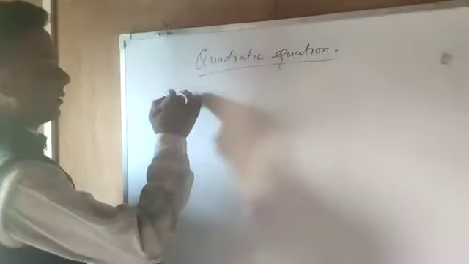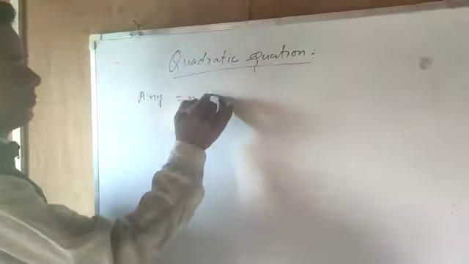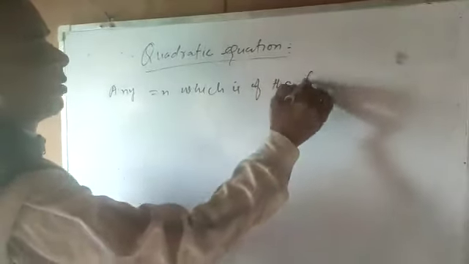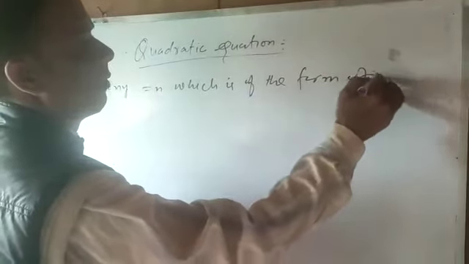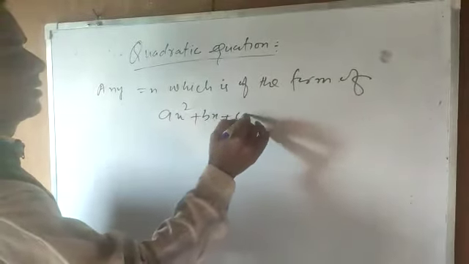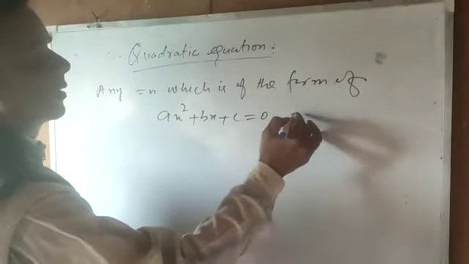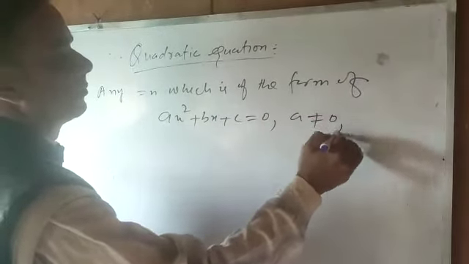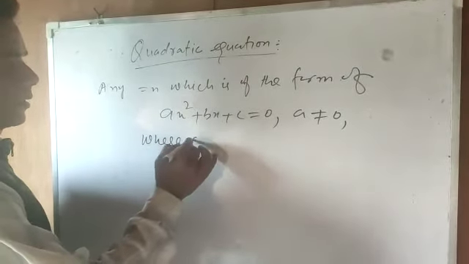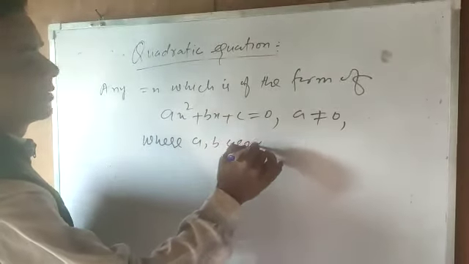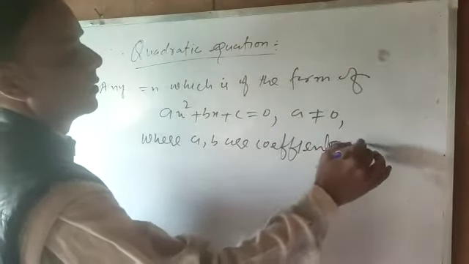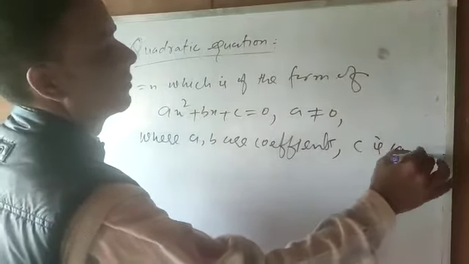Any equation which is of the form ax square plus bx plus c is equal to 0, a is not equal to 0, where a and b are coefficients, c is constant.